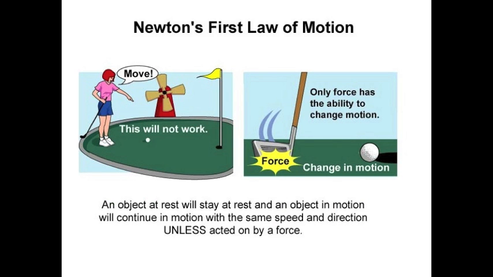Summing up, Newton's first law of motion, also known as the law of inertia, is an object at rest will stay at rest, and an object in motion will continue in motion with the same speed and direction unless acted on by a net force. It's important to add that net force. So an object will maintain the same speed, either not moving or constant velocity, if net force is zero. But if net force is non-zero, then you're going to have some change in either the speed or the direction.